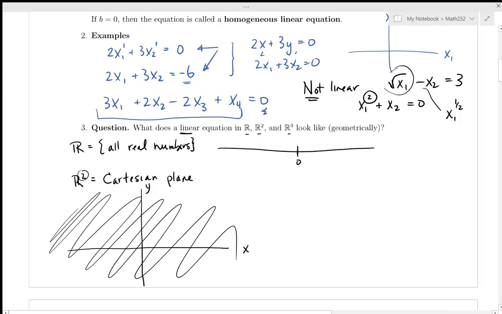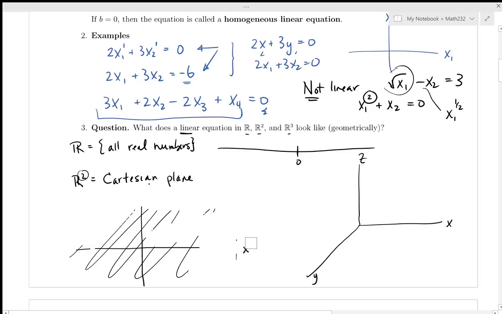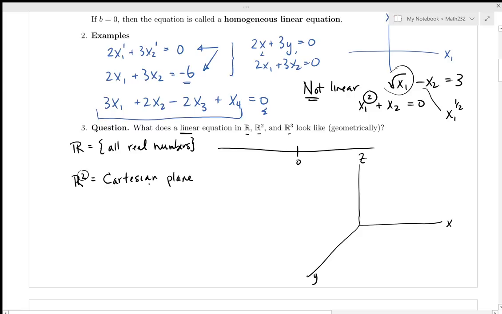It's a two-dimensional plane. And then we can have R3, and typically, drawing on two-dimensional paper, we'll draw that this way, X, Y, and Z, and R3 is the whole of space. So R3 is our typical space. Now, a linear equation in R means we have one variable, so I'm first going to talk about that here in R.